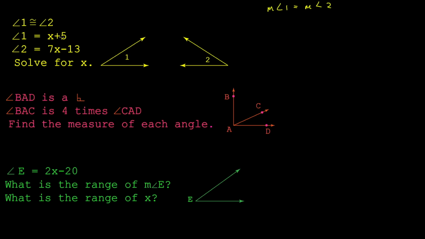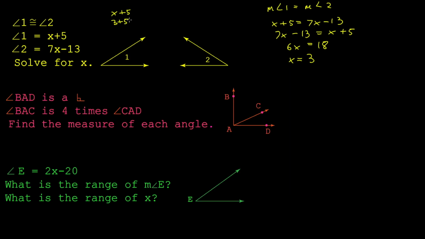Then if that is true, x plus 5 equals 7x minus 13. Now I'm going to flip the equation around. You don't have to, but I like to do that because we're going to end up getting the x on this side. So we're going to move that x over, and we have 6x. We're going to move the negative 13 over, and 13 plus 5 is 18. So x equals 3.